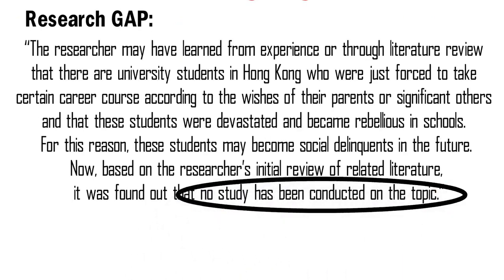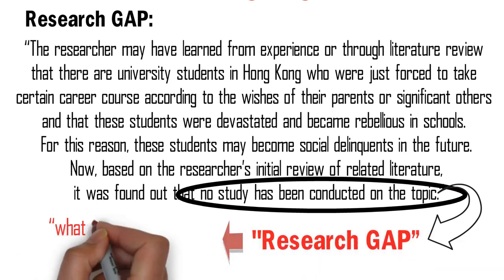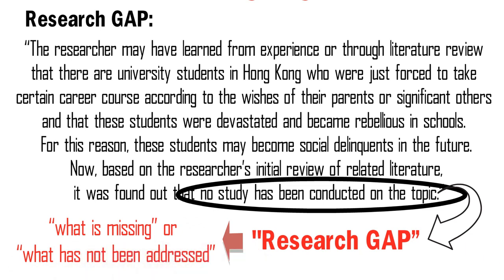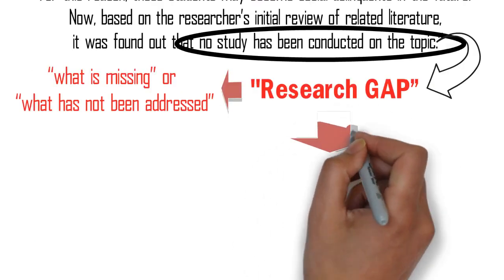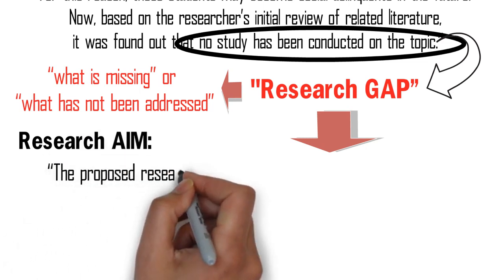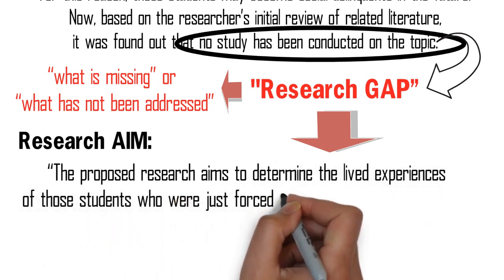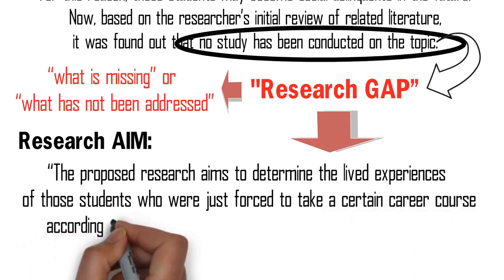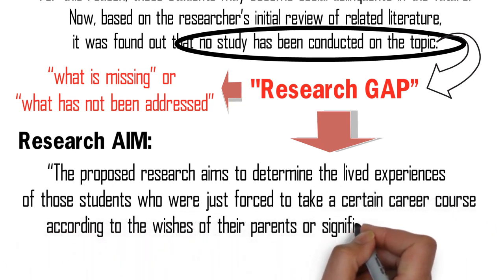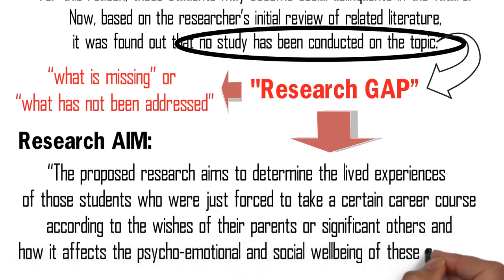Now, this is exactly what we meant by a research gap. This is what is missing or what has not been addressed in the current state of knowledge in this field. And with this research gap, we can now formulate the research aim, which reads: the proposed research aims to determine the lived experiences of those students who were just forced to take a certain career course according to the wishes of their parents or significant others, and how it affects the psycho-emotional and social well-being of these students.